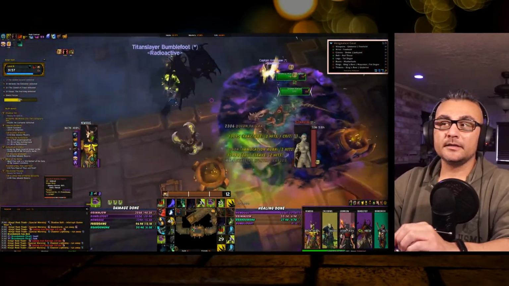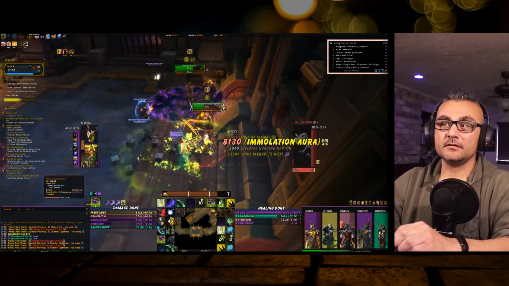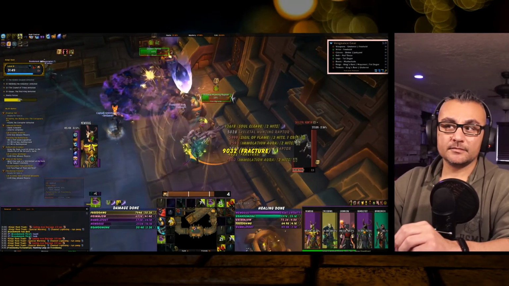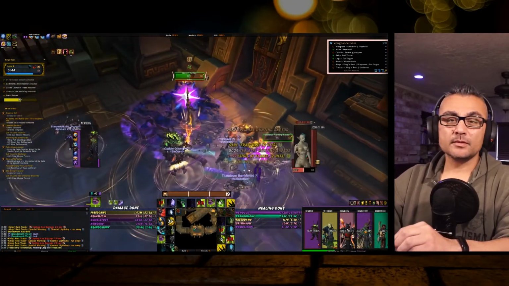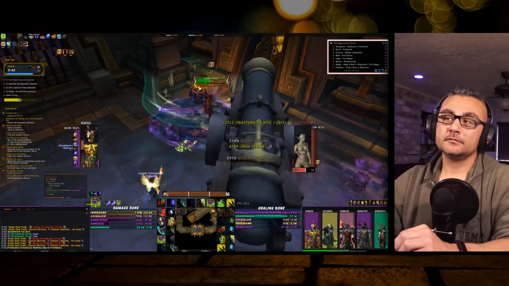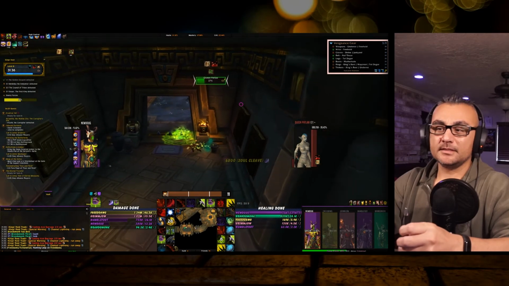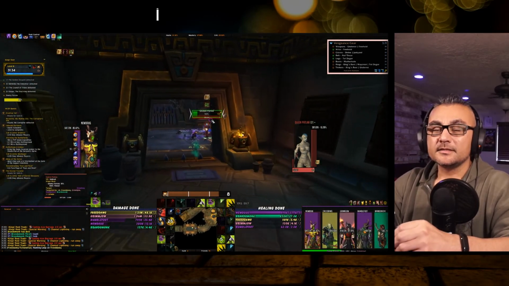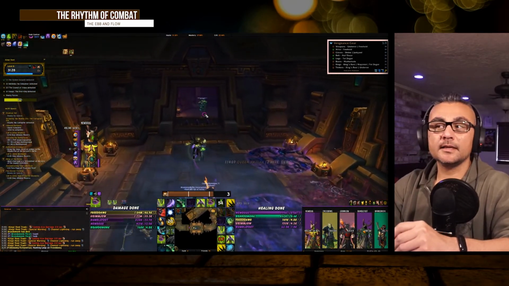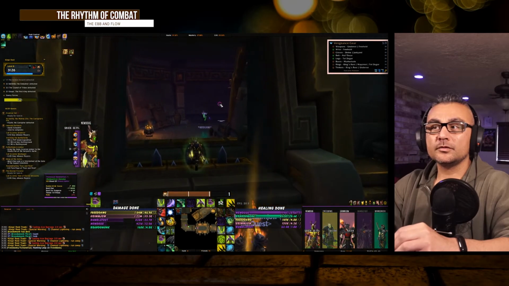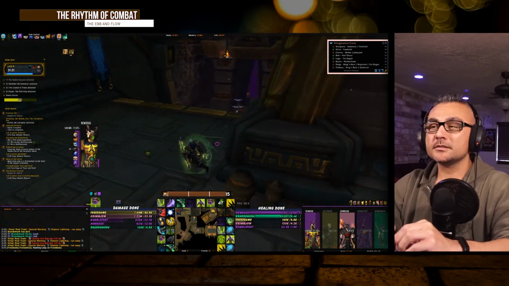But barring the bad affixes of the week, if you find yourself with a good affix like teeming, quaking, or something like that, feel free to pull as much as you think you're able to handle. And of course, this is dependent on knowing yourself, knowing your cooldowns, and also knowing your healer's limitations.